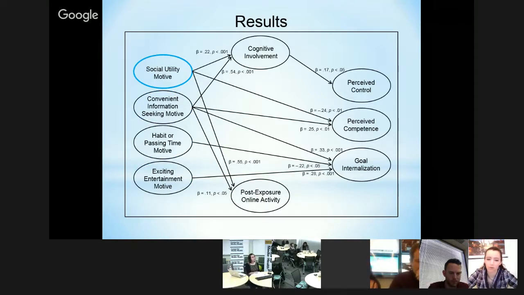Social utility motive consisted of 17 items related to utilizing YouTube to discuss health information with others or to exchange social support for coping with health-related concerns. Convenient information-seeking motive consisted of 7 items related to utilizing YouTube because it is easy and free to search for specific health information. Habit passing time motive consisted of 7 items related to looking for health-related content on YouTube to pass time or as a habit. Exciting entertainment motive consisted of 3 items related to looking for health-related content on YouTube because it is exciting, fun, and enjoyable.